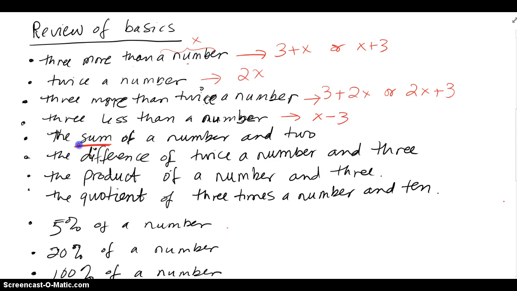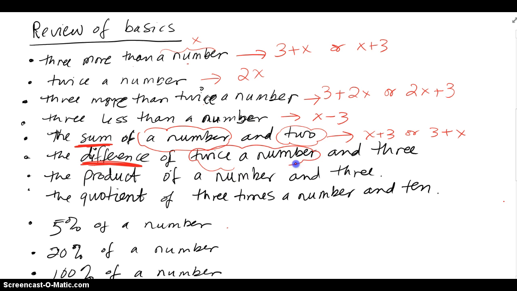The next one has the keyword the sum of a number and 2. Sum means add, so that would be x plus 2 or 2 plus x. It's the sum of blank and blank. Just take the 2 pieces and add them. Next keyword, the difference of twice a number and 3. And again, for subtraction, the order matters, so in the order that it is, twice a number and 3, you look at their difference, the difference of twice a number and 3.